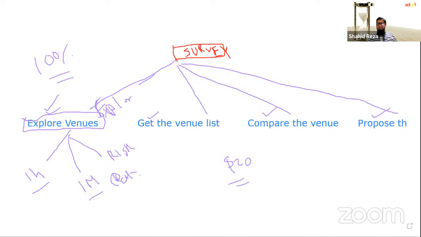20 USD. How 20 USD, right? 1 man, and per man hour is $20. So 1 hour into $20, we'll get $20. So when we are doing explore venues, we can easily identify what resources are required and how much time is required to do this, right? And if we know the rate, then we can also find out the cost of this task.